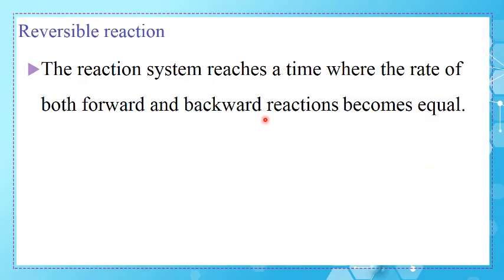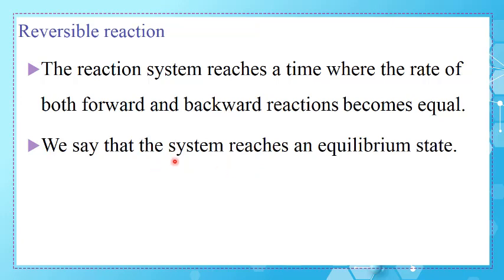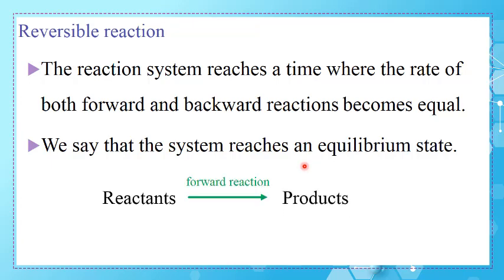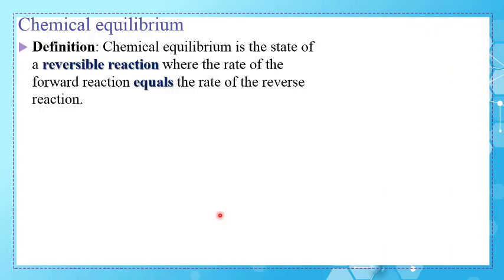Now, the reaction system, meaning the reactants and the products, will reach a time where the rate of both forward and backward reactions becomes equal. And at that moment, we say that the system reaches an equilibrium state. So the reactants will give the product in a forward reaction and the product will give the reactants in the backward reaction, but at equal rates.